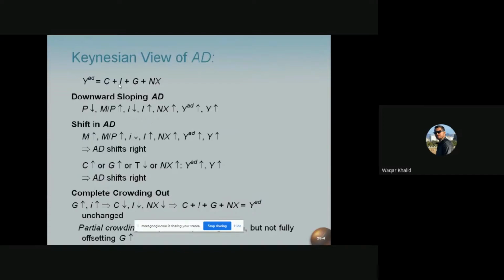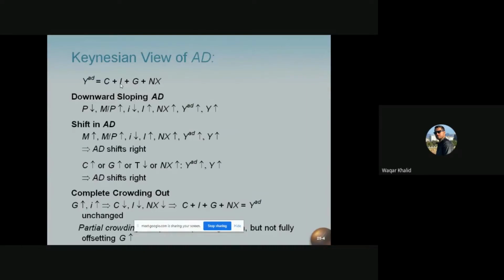And finally, net exports is denoted by the symbol NX. Actually, net exports represent the net foreign spending on domestic goods and services. And you know that NX is equal to X minus M, exports minus imports. We can represent the relationship as given in this equation: YAD is equal to C plus I plus G plus NX. Okay, this is the Keynesian view of aggregate demand.